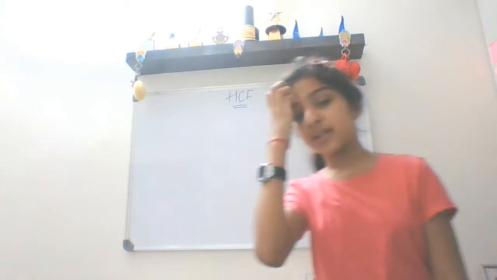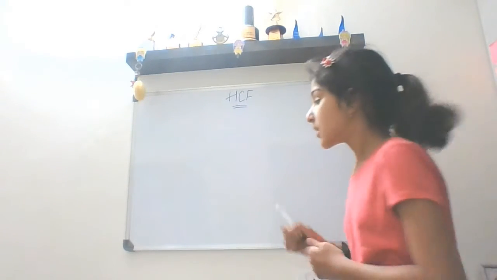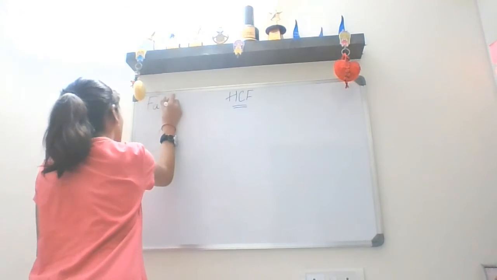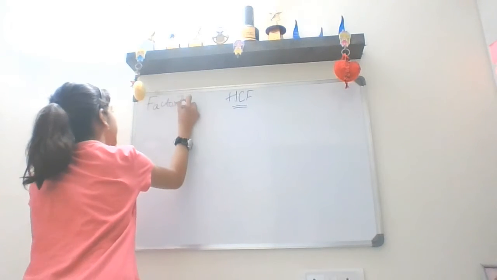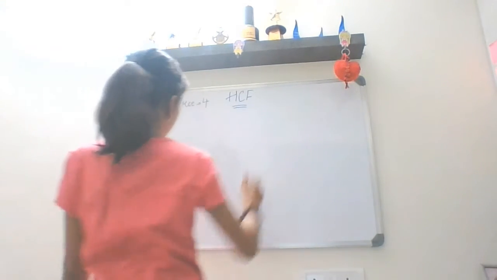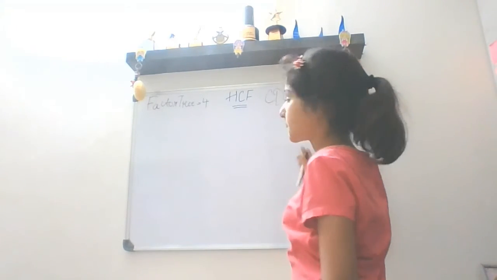Okay. Now, if you don't want to use the factor tree method, there is another way to do this. That is the continuous division method. So, what do we do in the continuous division method? We take these two numbers, let's do the same numbers and see if we get the same answer. So with the factor tree method, we got 4. Let's see what we get by the continuous division method.